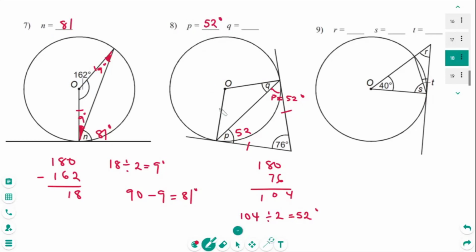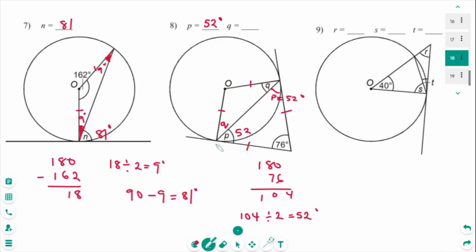Now we need to find angle Q. To do that, one thing we can think of is that since this is the center and this is a radius, this length should also be equal to this radius here. So here has to also be angle Q, by extension.